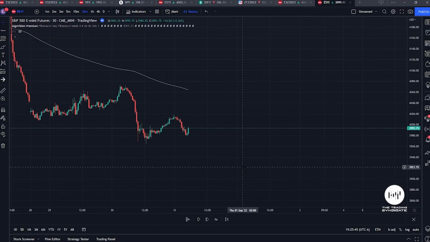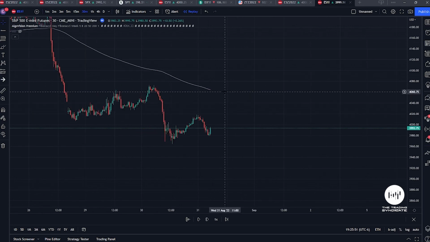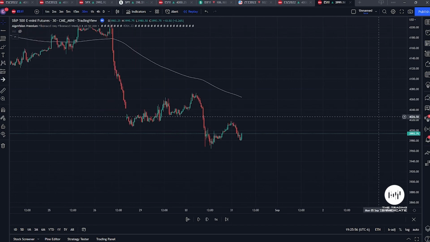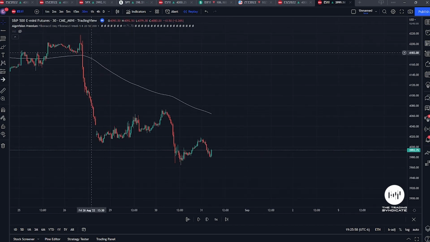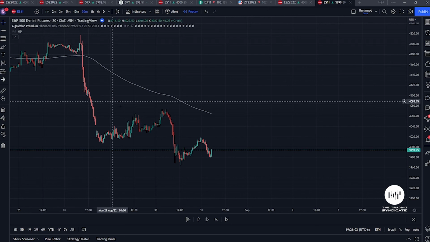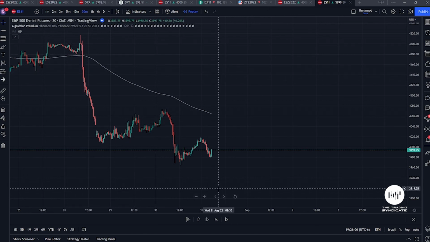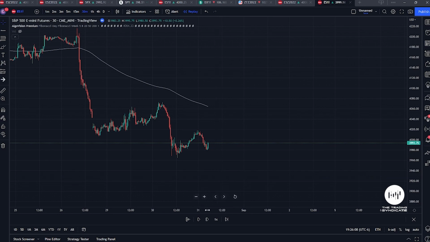Here we are back on the S&P 500 E-minis futures chart on the 30-minute time frame with our 200-day EMA posted on the chart. Here we see, before even playing the replay function, that the start of our strong downtrend was signaled by a cross of the 200-day EMA. Let's see what happens with price action underneath the 200-day EMA.